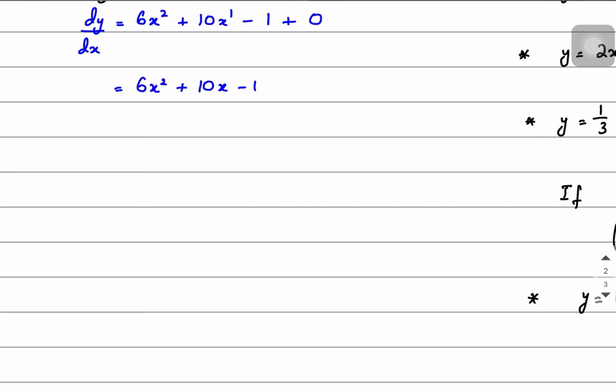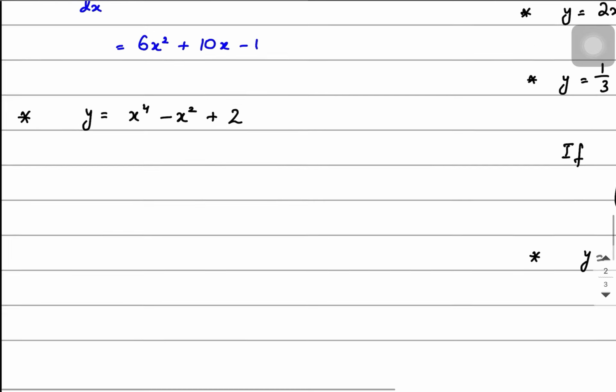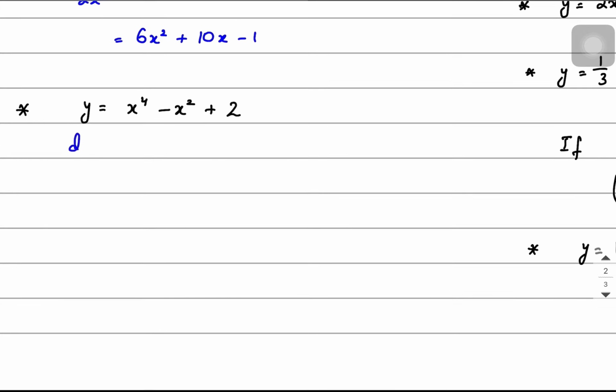Let's take another example. What if I have y equals x power 4 minus x square plus 2? The derivative dy by dx equals: the power comes down and 1 is subtracted from the power, so 4 comes down, and 1 is subtracted from the power, so 4 minus 1 is 3.